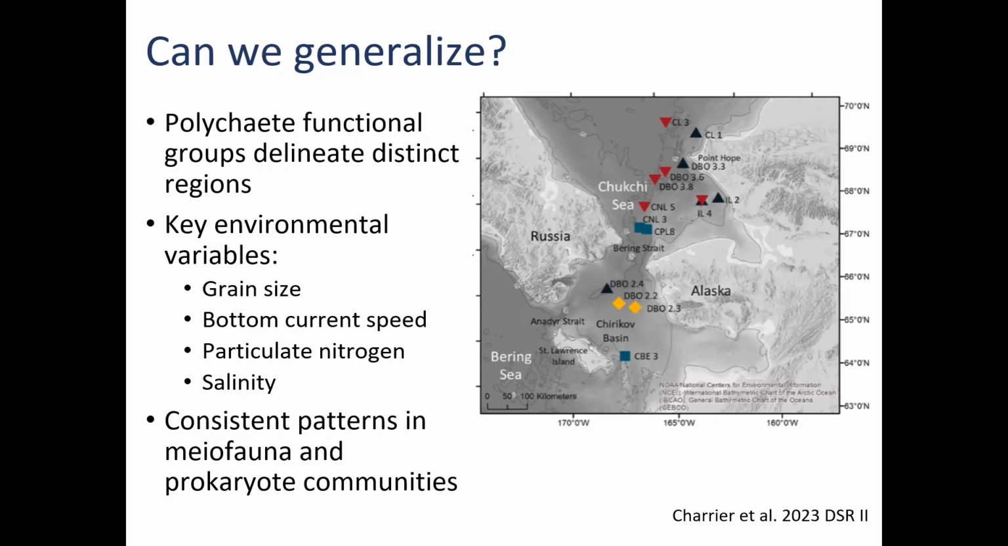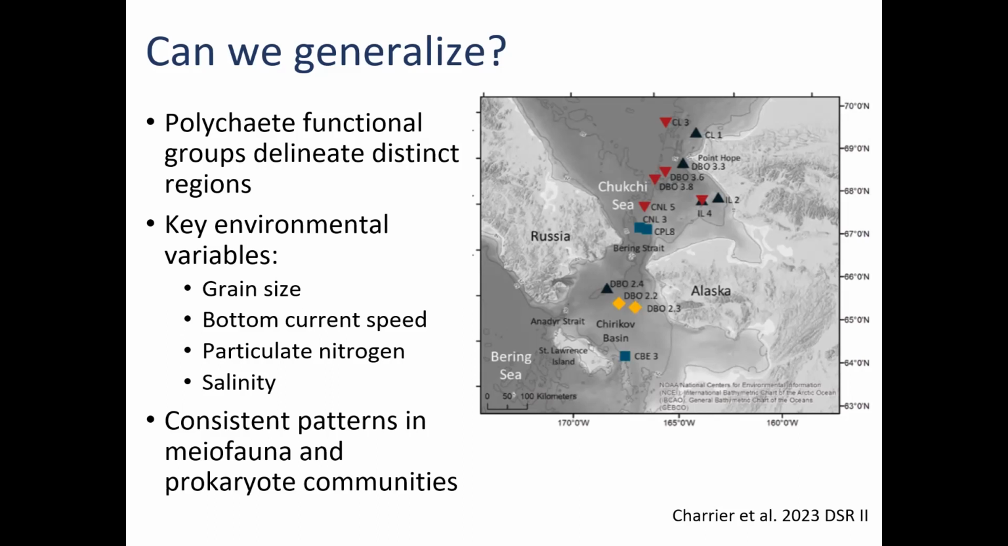Relationships to environmental variables that were most important were grain size, of course, but also bottom current speed, which we got from ADCP data from when we were underway on the ship, but also particulate nitrogen and salinity, which is probably telling us something again about the influence of that pressure water current along the coastline there. So I'm going to talk a little bit about the red versus the black stations in a second here.